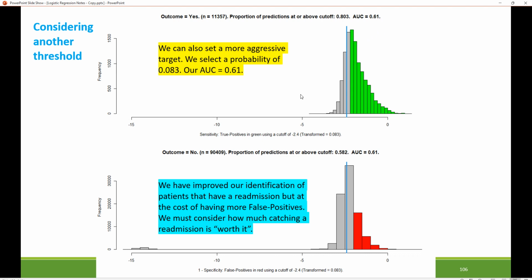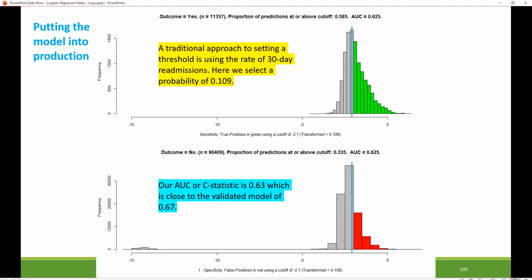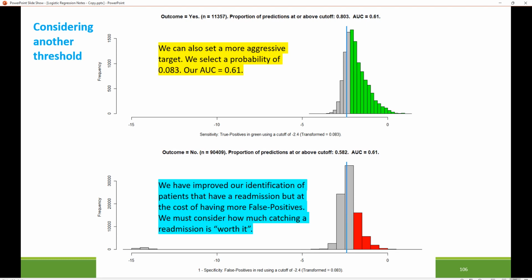And so our AUC went down a little bit. It went down by 0.015 points. It went from 0.625 to 0.61, so it decreased a little bit, but in exchange for setting a more aggressive target, we got that lower AUC actually reveals that our proportion of predictions at or above the cutoff equals 0.803. So we're catching 80% of our patients that had readmissions.